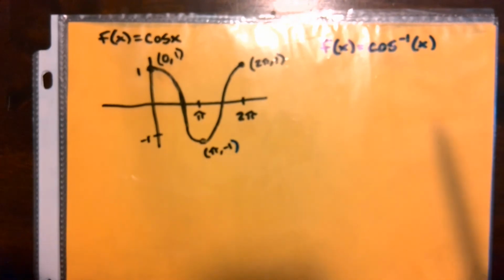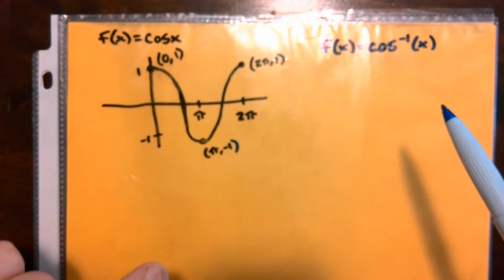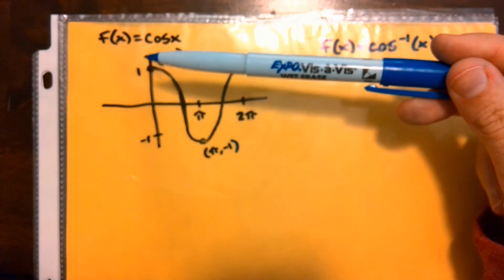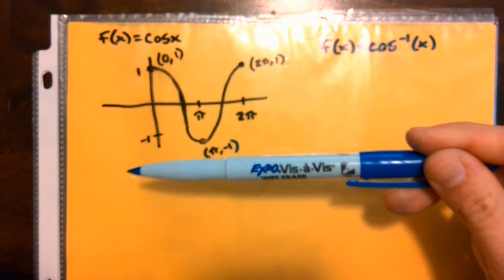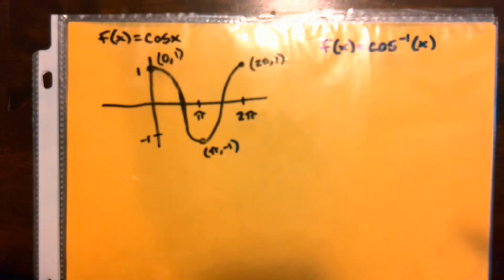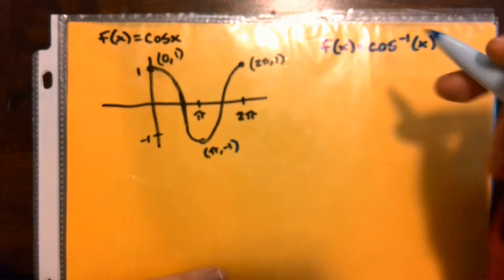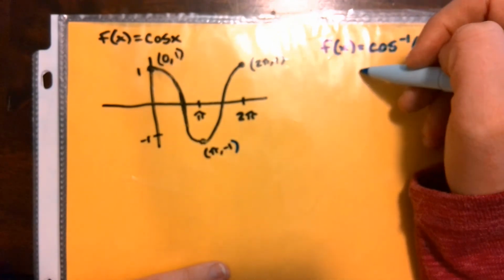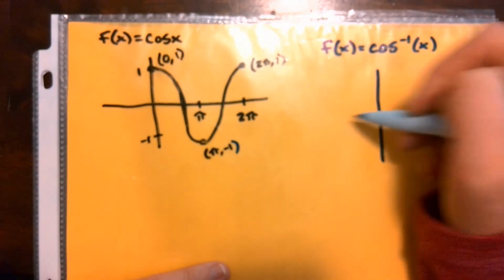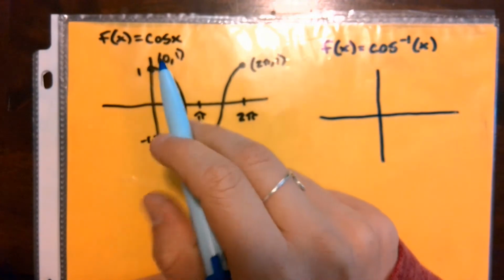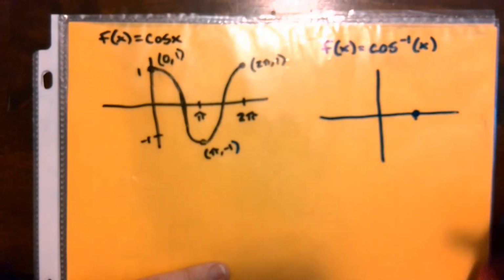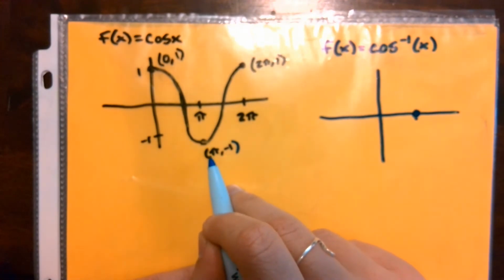So we're going to have restrictions on cosine inverse as well, but they are going to look a little bit different because there is a different place here that cosine is not passing the horizontal line test than what we saw for sine. So same thing we did with sine, we're going to go ahead and take the inverse of these different points and just see what happens. So I'm going to have the point 1, 0. I'm going to have the point -1, pi.